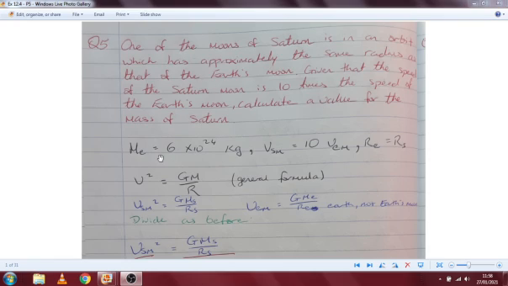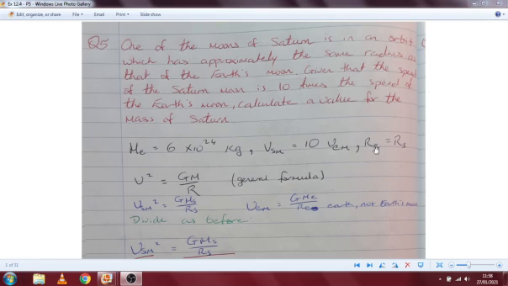So again, pick out your information. The mass of Earth, we're told earlier, is 6 by 10 to the 24 kilograms. The velocity of Saturn's moon is 10 times the velocity of Earth's moon. So that's what my subscript down here is: velocity of Saturn's moon is equal to 10 times the velocity of Earth's moon.